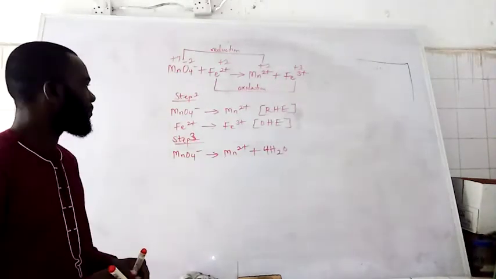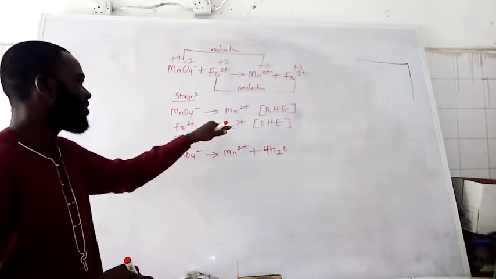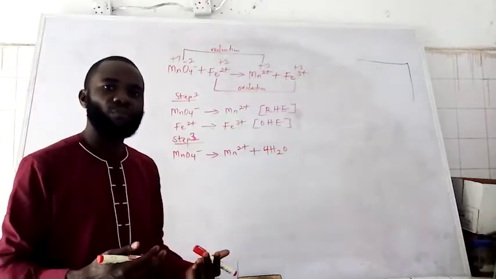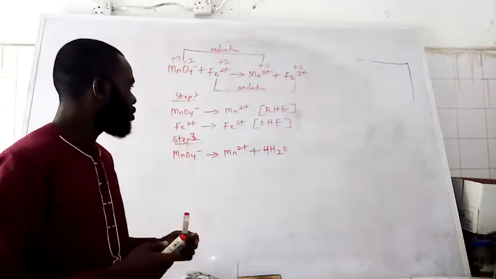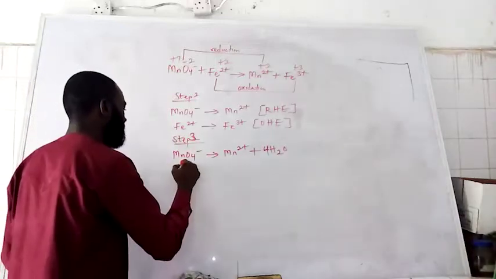That's step 3. I cannot apply that step 3 to this side because I do not have oxygen on any of the sides. So there wouldn't be any need for me to bring in water molecule. So the next thing now is step 4.